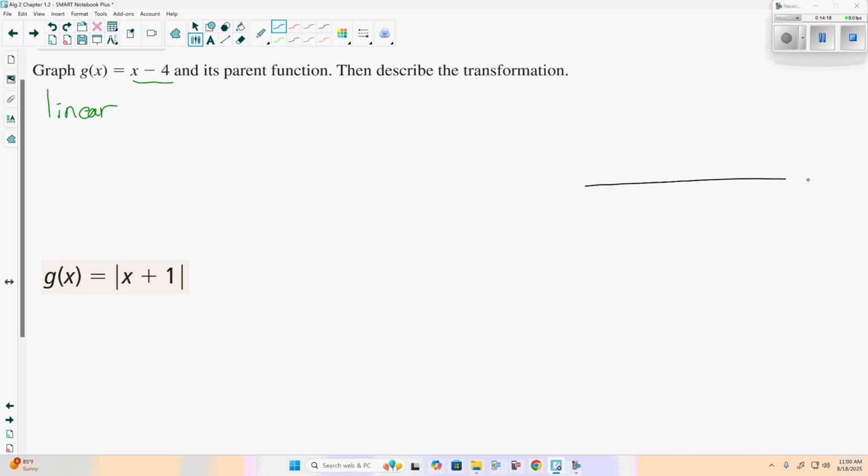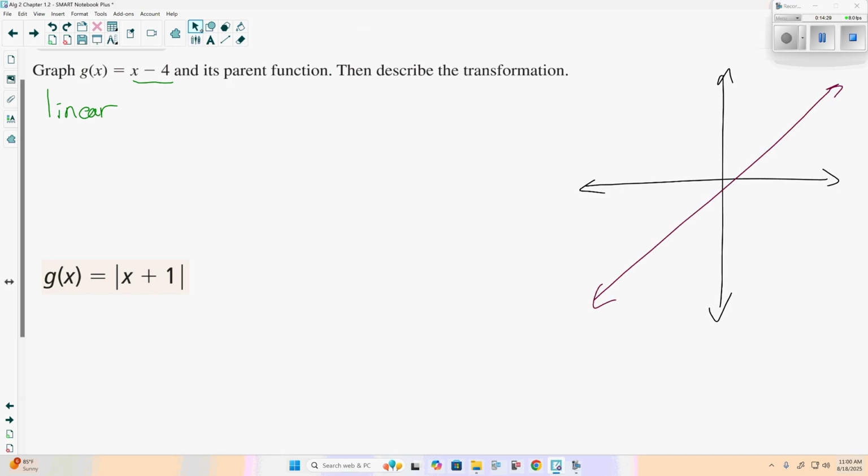And so what that tells us is that we're not graphing this, and I'm not going to make you graph it. This here is its parent function. So I just drew that in. Equation of a line. Goes through the origin, increasing, has a slope of 1. This is the parent function.